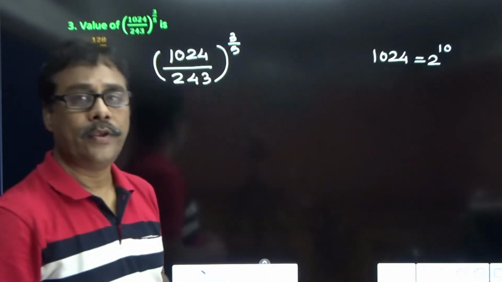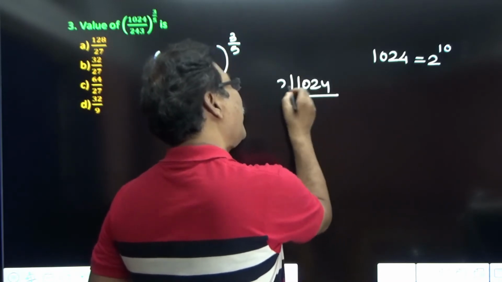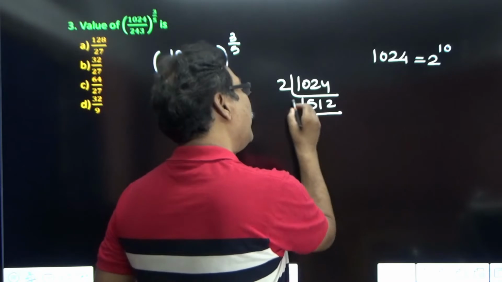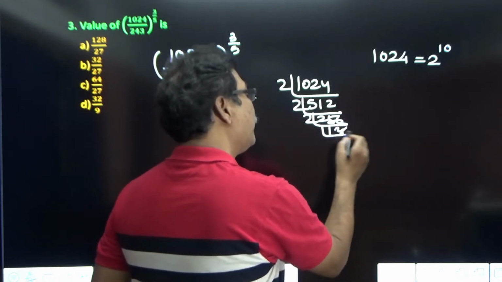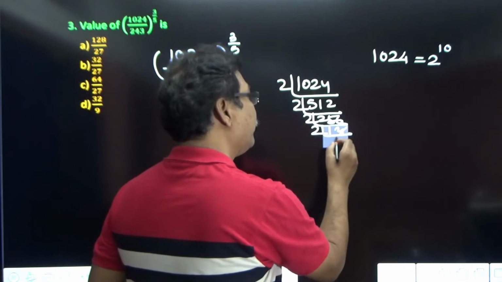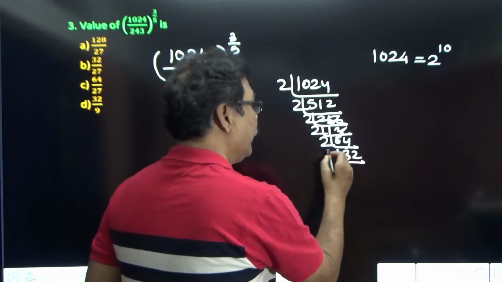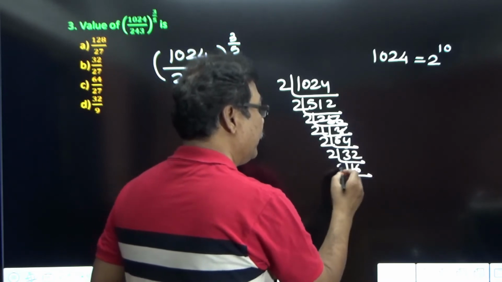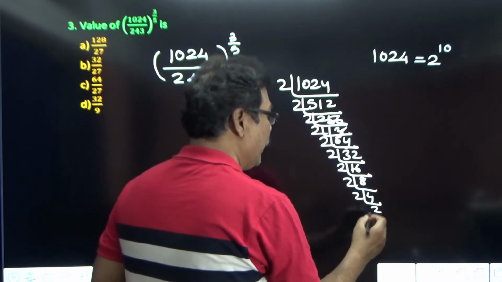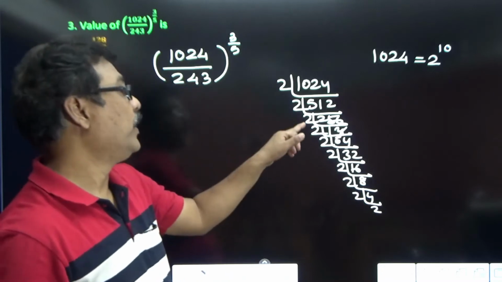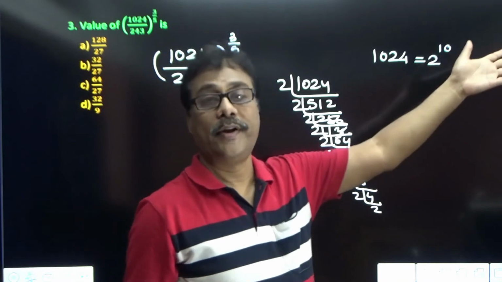How? You can write it like this: 1024 divided by 2, 512 divided by 2, 256 divided by 2, 128, divided by 2, that is 64. Then 32, then 16, then 8, then 4, then 2 and 2. See, 1, 2, 3, 4, 5, 6, 7, 8, 9 and 10. So that's why it is going to be 2 to the power 10.